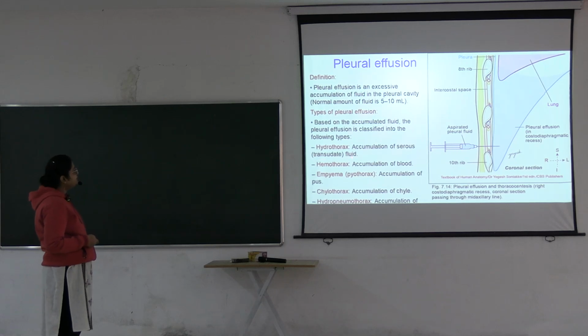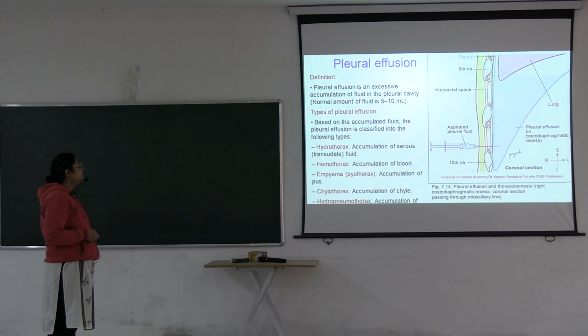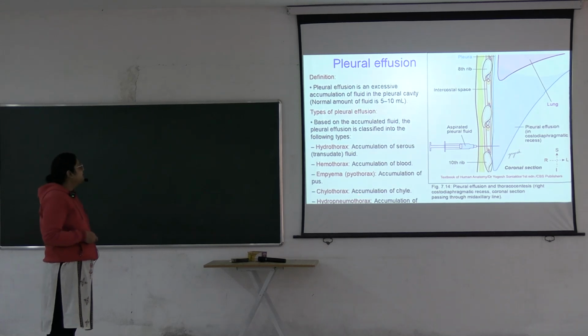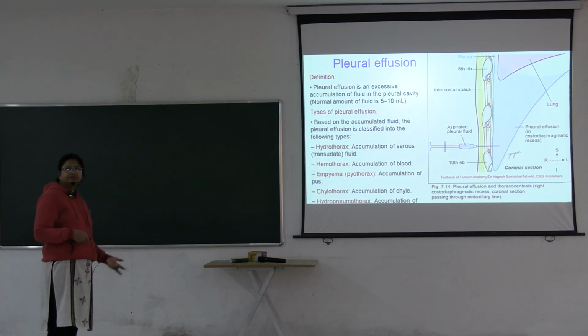Hydrothorax, accumulation of serous fluid or transudate kind of fluid. Hemothorax is accumulation of blood. Empyema or pyothorax, accumulation of pus. Chylothorax, accumulation of chyle. And hydropneumothorax, accumulation of both air and fluid.